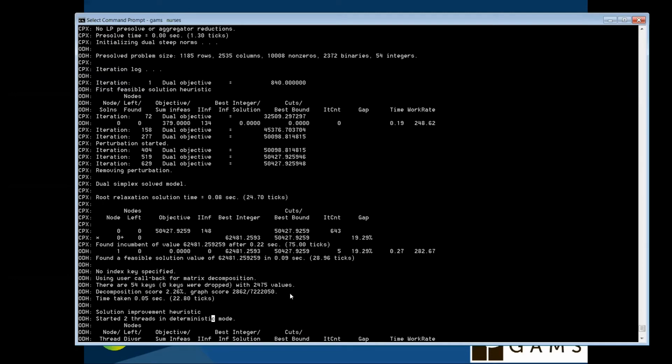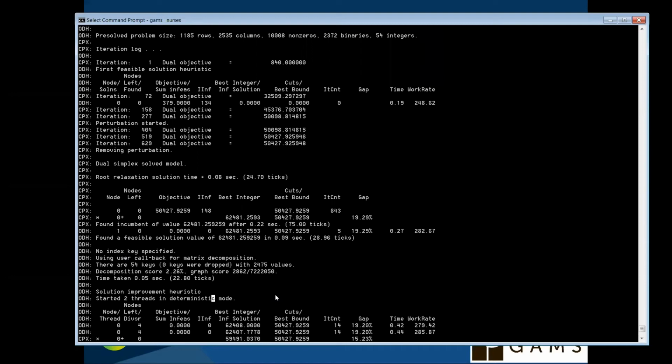So it decomposes the model and gives you some idea about how good the decomposition is. As a general rule of thumb, the lower the decomposition score, which is a measure of the score of the decomposed graph compared with that of the original graph of the matrix, the lower that number, the more effective the decomposition would be. If that number got to be 0, we'd have, in fact, decomposed the model into entirely separate independent submodels. Of course, in practice, that never happens, but the more independent you can make the submodels, the better the thing will run.